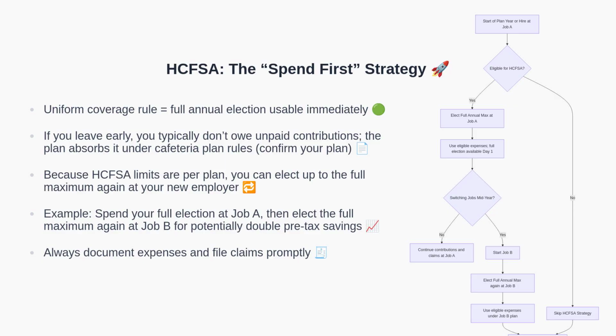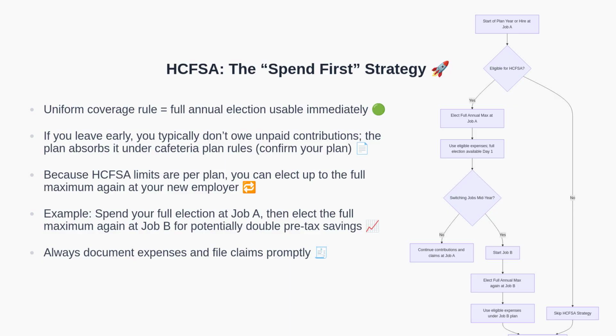Let's focus on the HCFSA Spend First Rule. Under the Uniform Coverage Rule, your full annual election is available from day one. This means that even if you have contributed very little through payroll yet, you can still be reimbursed up to your full annual election. If you then leave your job before contributing the full amount through payroll, the plan typically absorbs the shortfall. This is a common feature of cafeteria plans, but always confirm your specific plan documents.